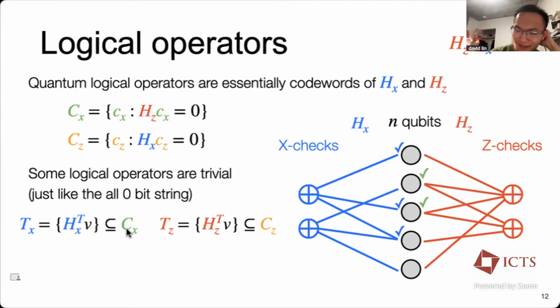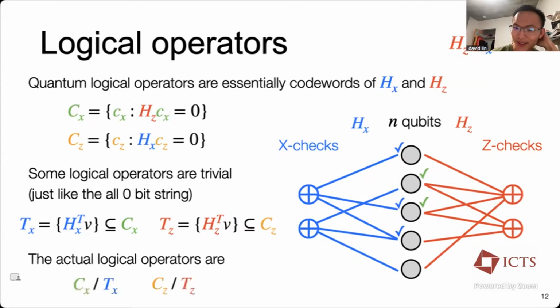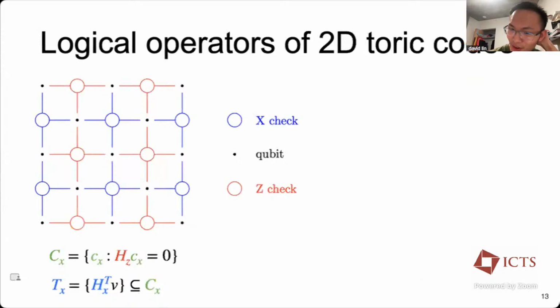And for some physics reasons, these trivial ones, we actually really want to think of them as being just trivial. So the actual logical operator in the quantum code is the quotient of the two. For people familiar with chain complexes, this is really like the homology or cohomology of the chain complex. Let's look at the example again in this 2D toric code. Now we want to find some vectors acting on these qubits that satisfy the Z check. That would give us a vector inside CX.